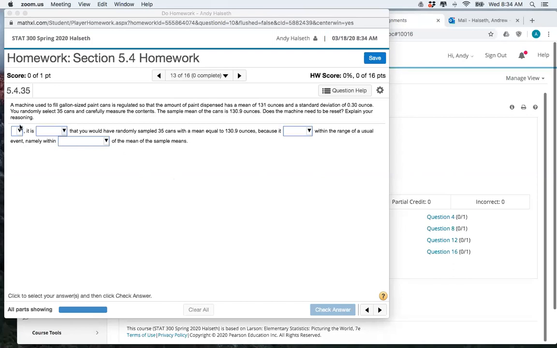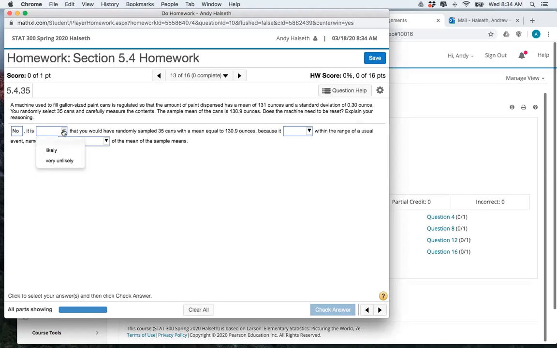But this one, does the machine need to be reset? I would say no. If I got something larger than 2, I would say yes. It's kind of likely that you would have a random sample of 35 cans with a mean of 130.9, right? Because we got less than 2. If we got more than 2, it would be unlikely or unusual to see this, right? But it lies within the range of usual events, namely 2 standard deviations. So it's lying within those 2 standard deviations.